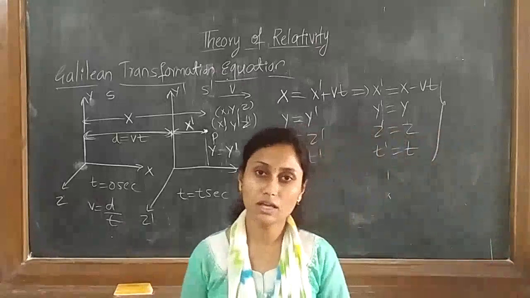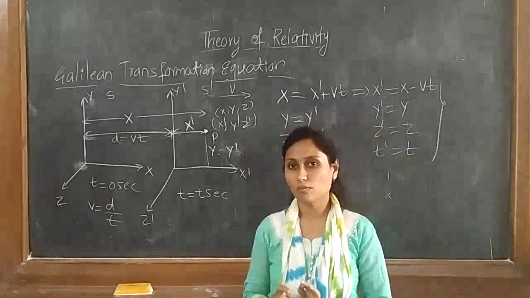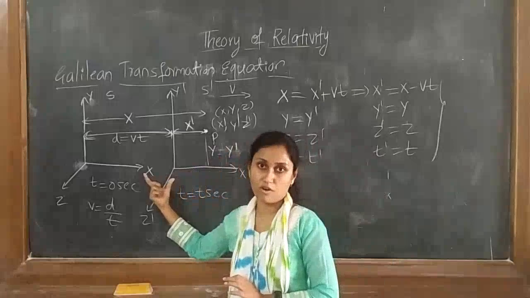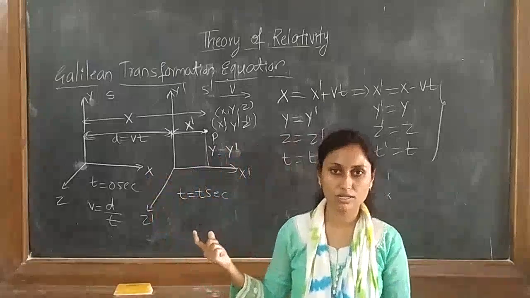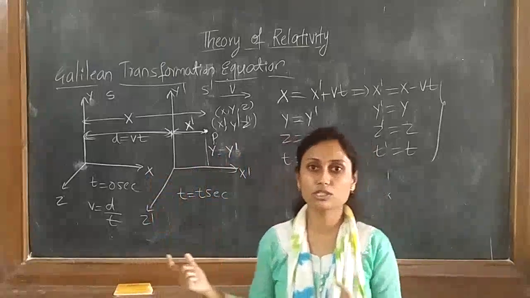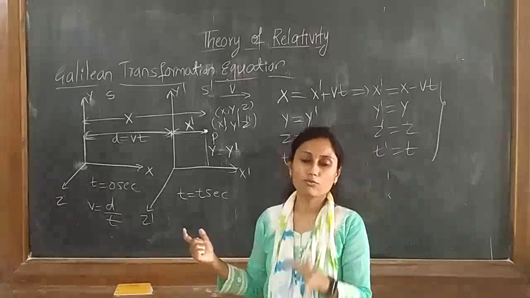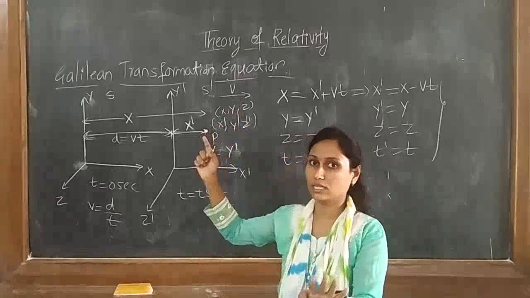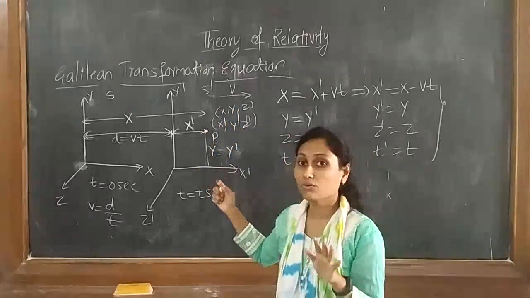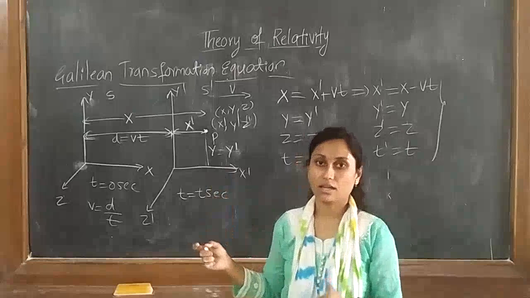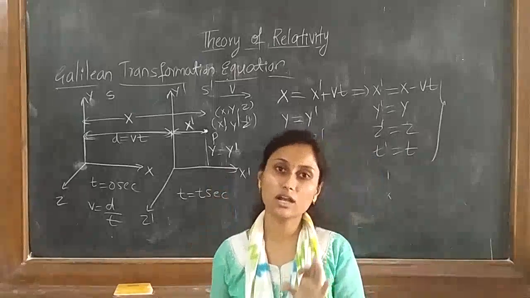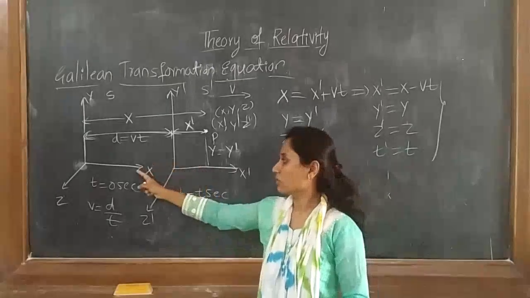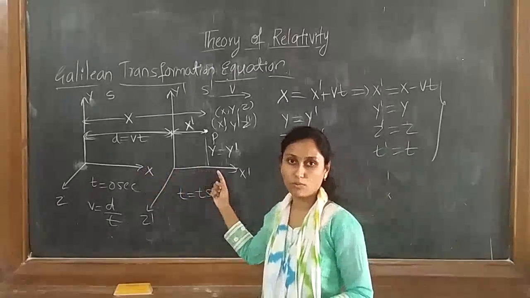Galilean transformation equations. So if you talk about the Galilean transformation, we are drawing two frames of reference. One is S, another one is S dash. S is at rest, S dash is moving with the velocity v, a uniform velocity. Which frame of reference does it come under? Inertial frame of reference. Both come under the inertial frame, because one is at rest and the other is at uniform velocity.